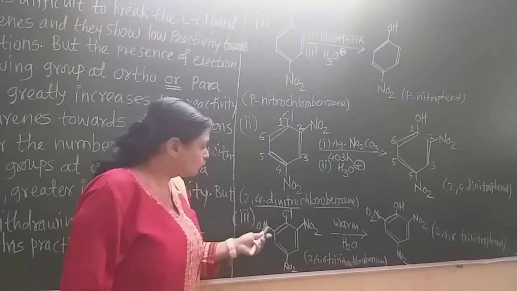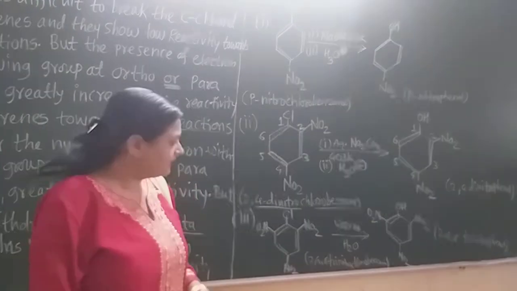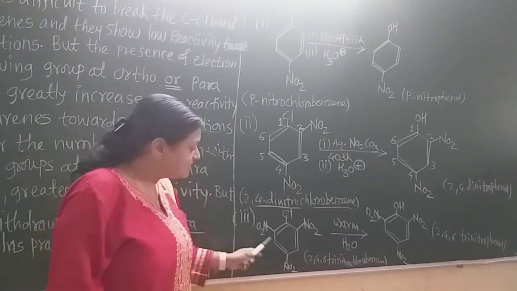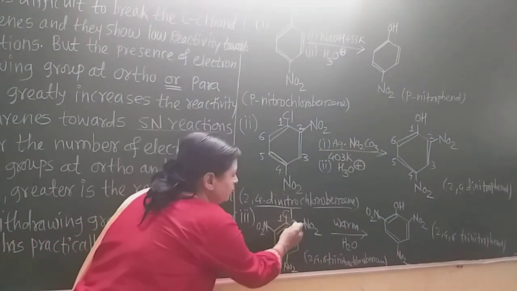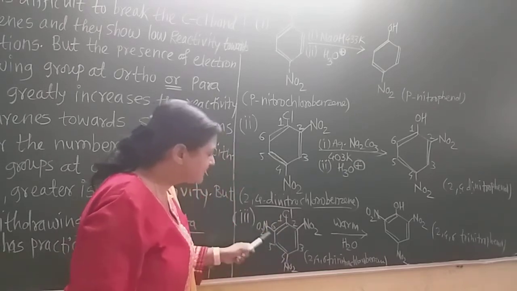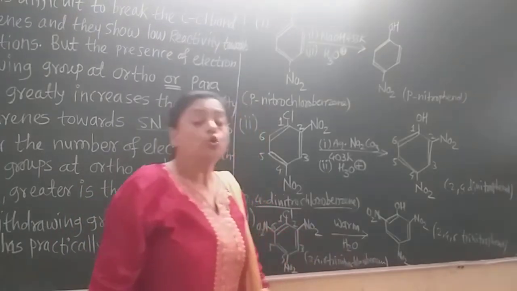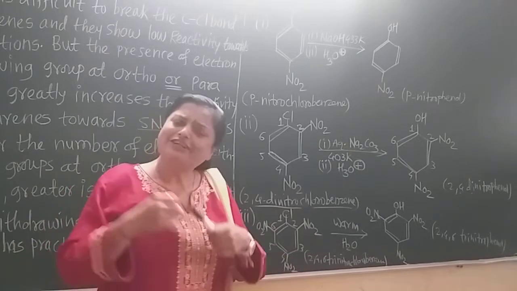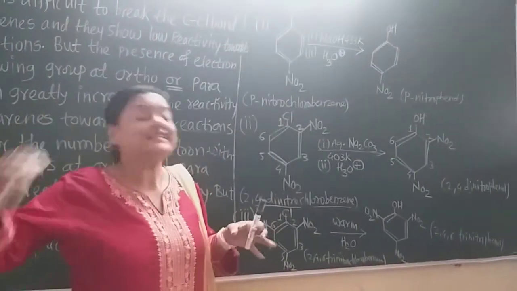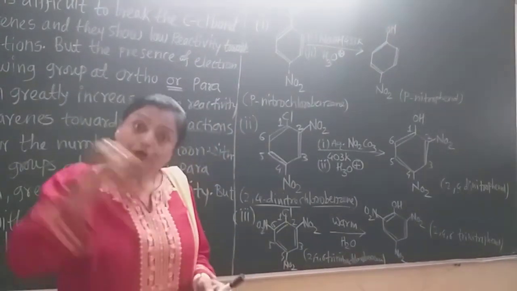So only at the ortho and para positions are there electron withdrawing groups. And so, giving numbering 1, 2, 3, 4, 5, 6, this is 2, 4, 6-trinitrochlorobenzene. And it requires no alkali because its reactivity increases so much due to the 3 electron withdrawing groups.